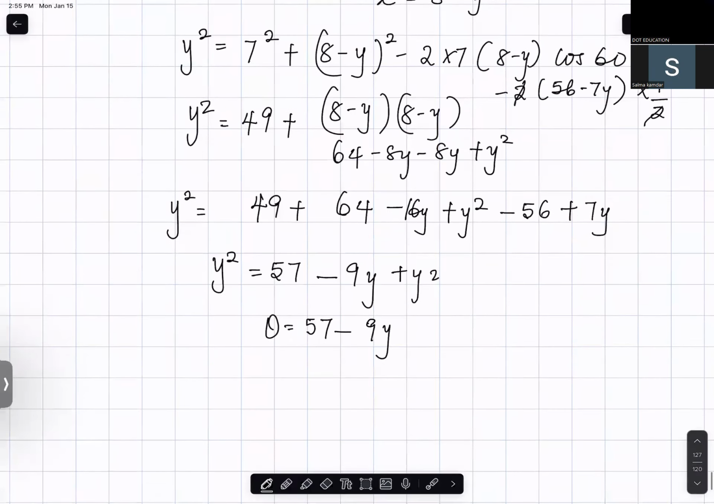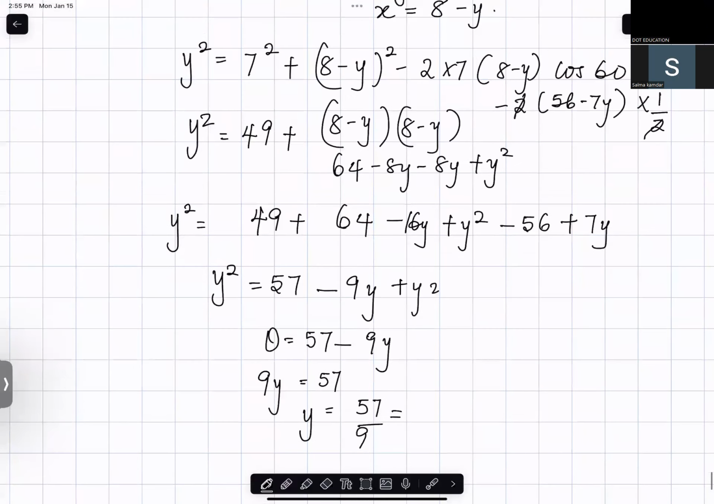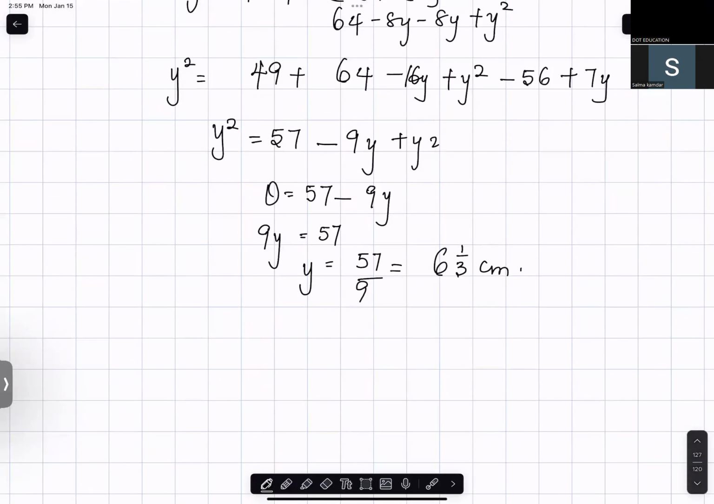So moving our 9y to this side, we have positive 9y equals to what? 57. So our y value is 57 divided by 9, which gives what? 6 1 over 3 cm. So if we've gotten y as 6 1 over 3, x is 8 minus that. So that means our x value will be 8 minus 6 1 over 3 cm.